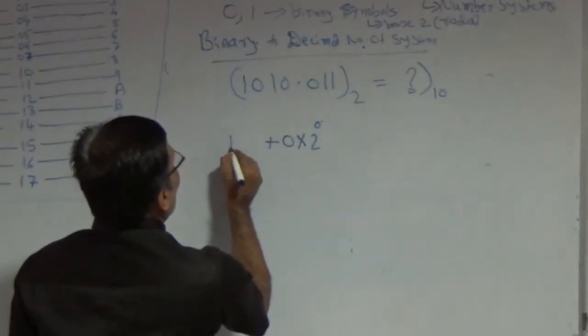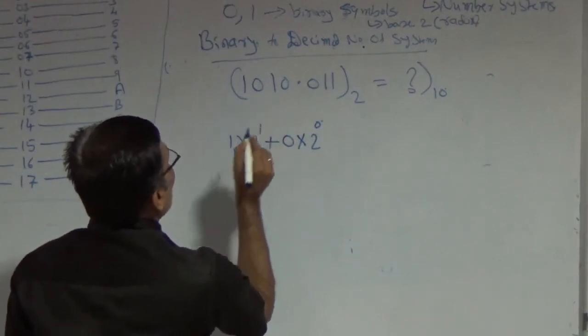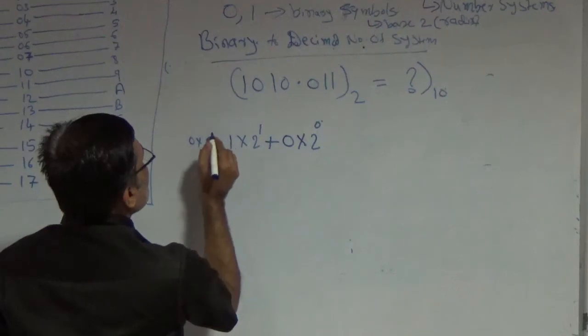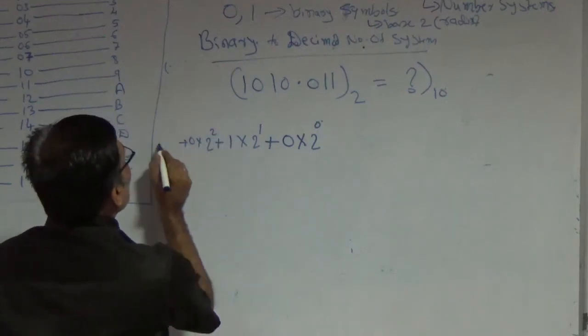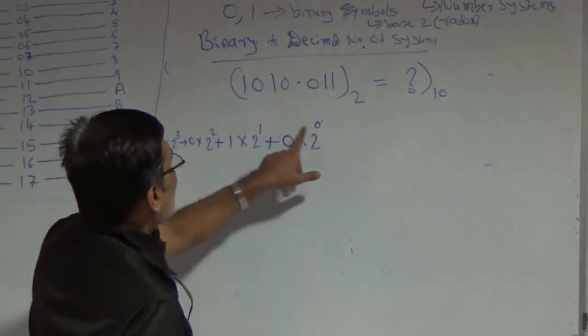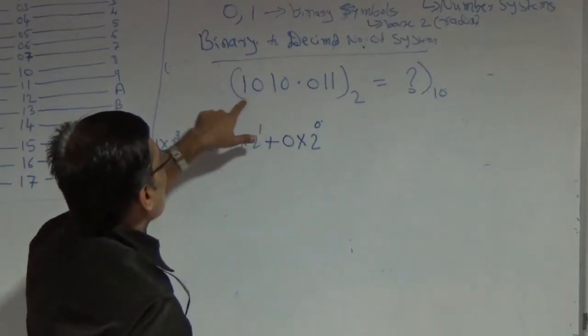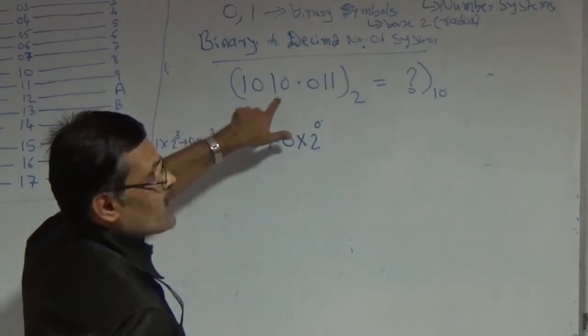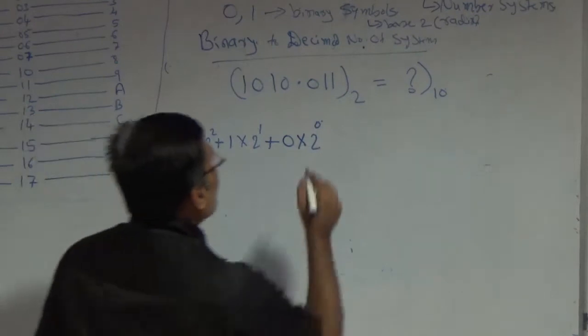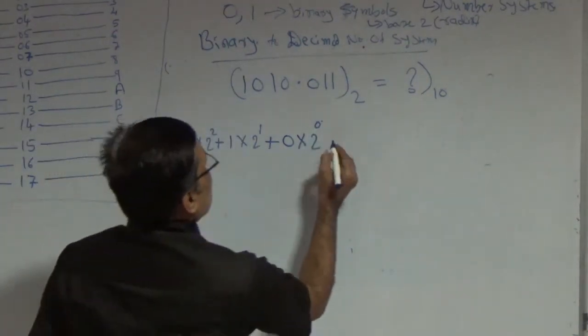Next number is 1 into 2 raised to 1 plus 0 into 2 raised to 2 plus 1 into 2 raised to 3. So 0, 1, 2, 3. So there are 4 digits. Start from 0 for the integer and it will end at 3 for 4 digits. Okay. So this becomes our integer part.